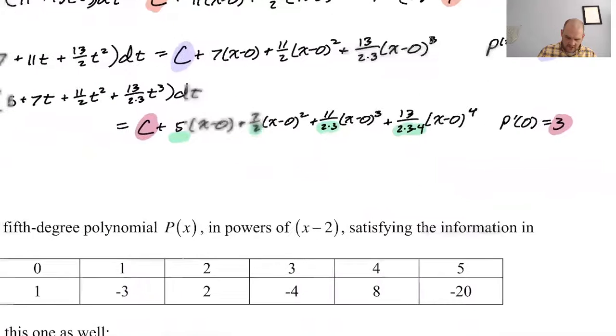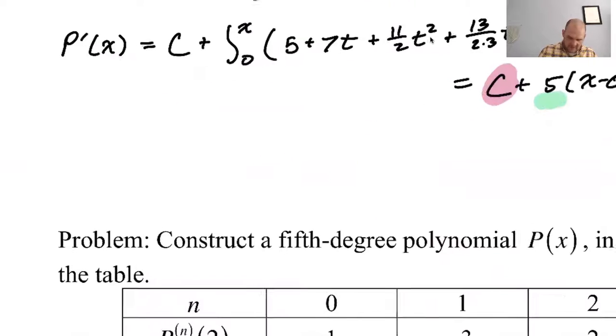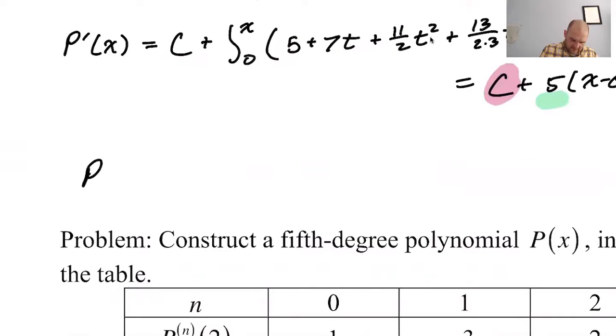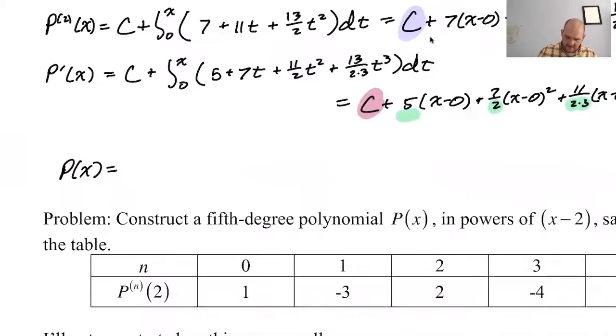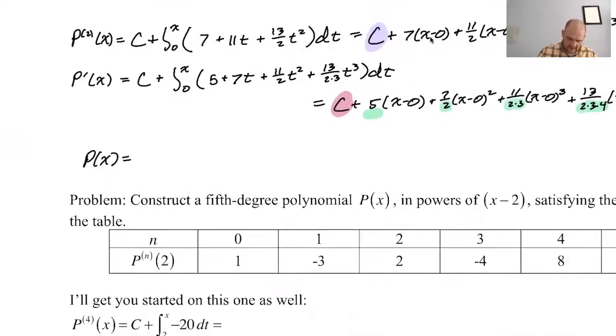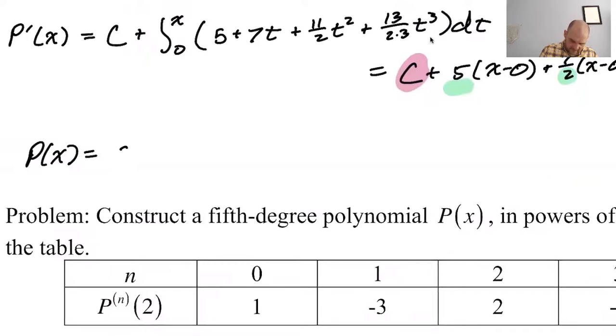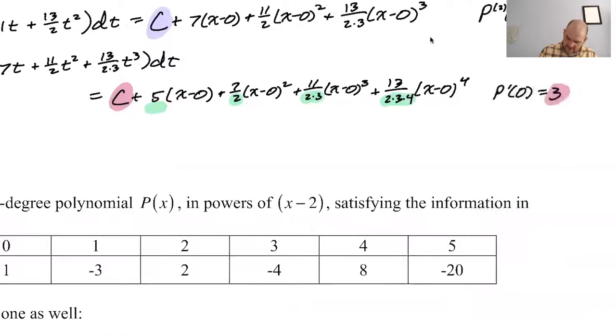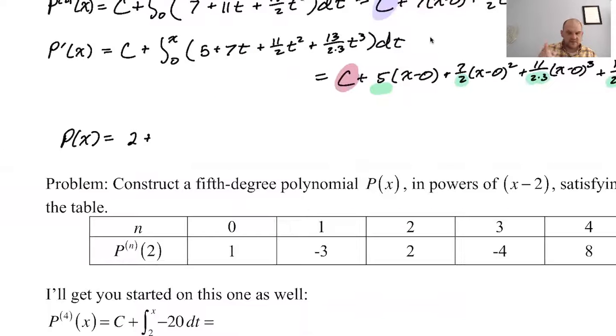I think we can do a pattern type thing here. So I'm going to say that P of x is just going to end up... So what is the value at 0? It's 2. I think we're going to get 2 plus 5, what was C? C was 3.